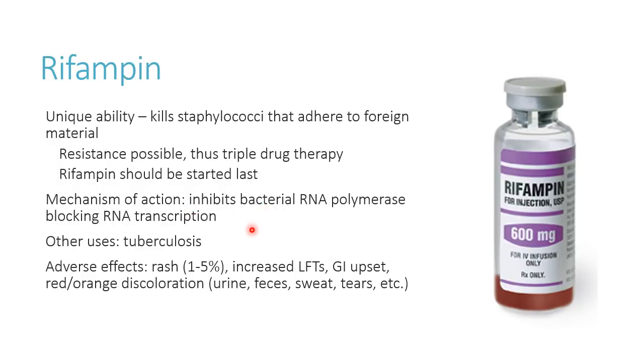Other uses that you will find for it include TB. TB is probably the most common place you're going to see rifampin being used, in a quadruple drug regimen typically. But for endocarditis, it is used occasionally.